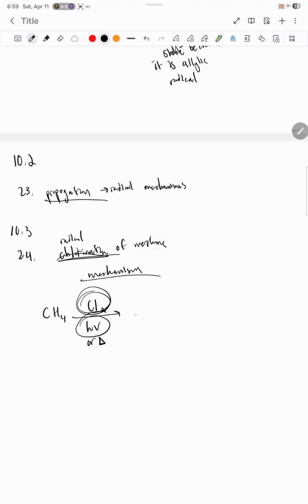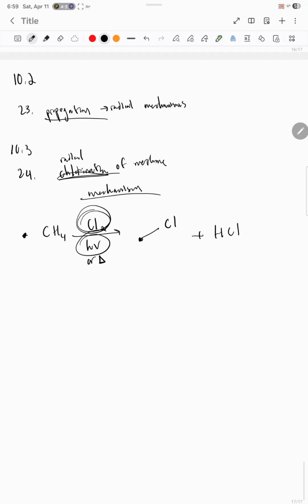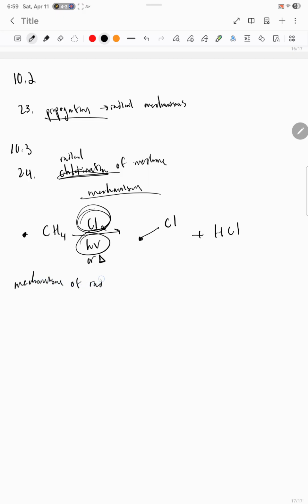Basically, what do we get if we had something like this, let's say that was the carbon, then we will have a Cl like that, and we will have HCl, hydrochloric acid. Now what does radical chlorination look like? The mechanism of radical chlorination.